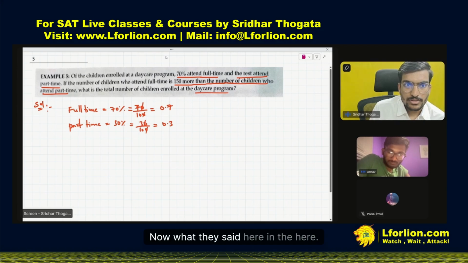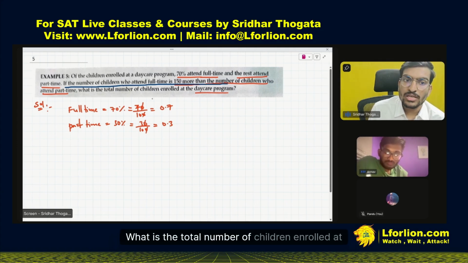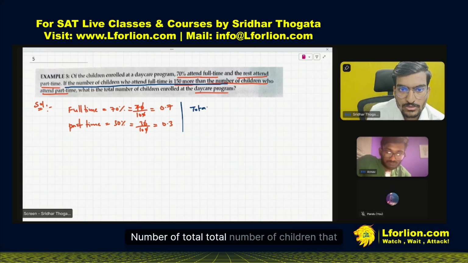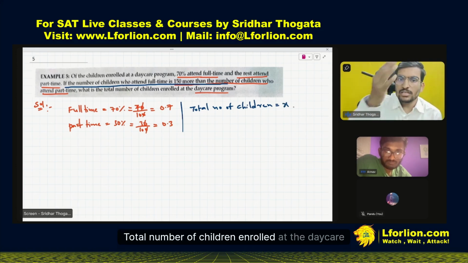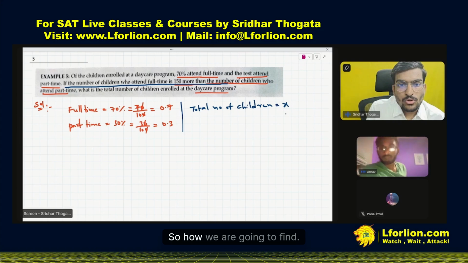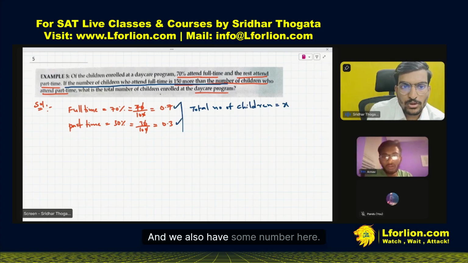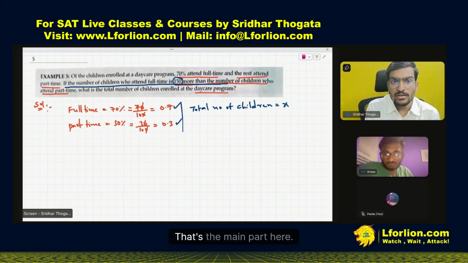Now what they said here: if the number of children who attend full time is 150 more than the number of children who attend part time, what is the total number of children enrolled at the daycare program? Total number of children equals x. We don't know that. We have to find that one actually. So how are we going to find it? We have these percentages about the full time and part time, and we also have some number here. Let's write this. What I underlined with blue color, that's the main part here.